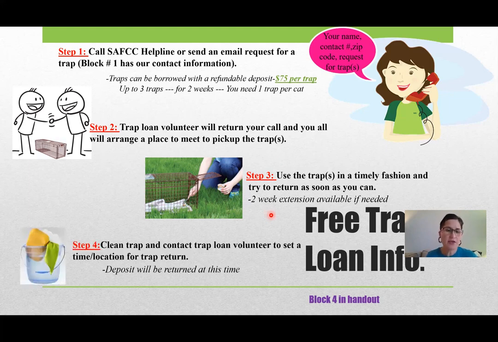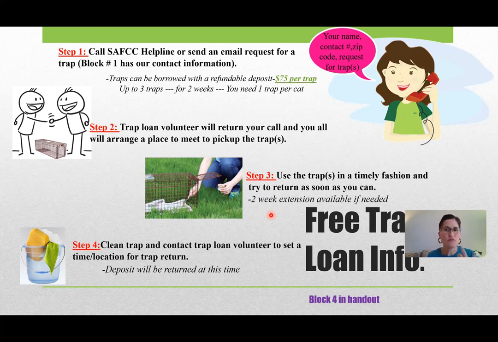All right, and then the last thing, you're going to clean the trap and contact the trap loan volunteer to set up a time and location for trap return. So y'all might meet at the same place, and you give them back the clean trap. At this time, this is when your deposit will be returned to you. So if you gave us a check, you'll get your check back. If you gave us cash, you'll get your cash back. We do not deposit anything. Whatever you give the trap loan volunteer as your $75 deposit, that's exactly what you're going to get back once we get our traps back.